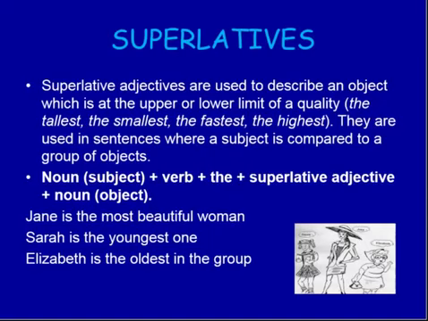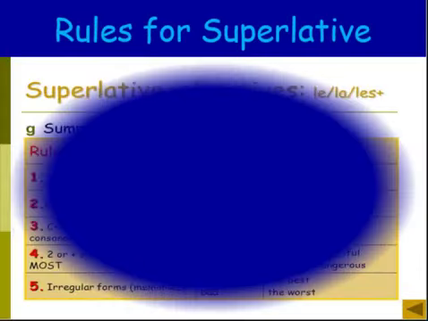Sarah is the youngest one. Elizabeth is the oldest in the group. In these three sentences we see there is a comparison among three, and that is why we have to use the superlative degree. And rules for superlative.